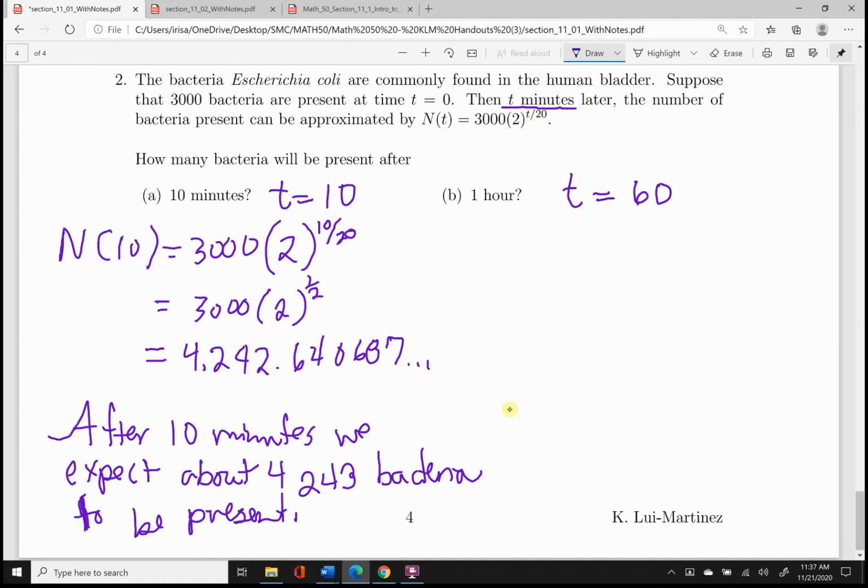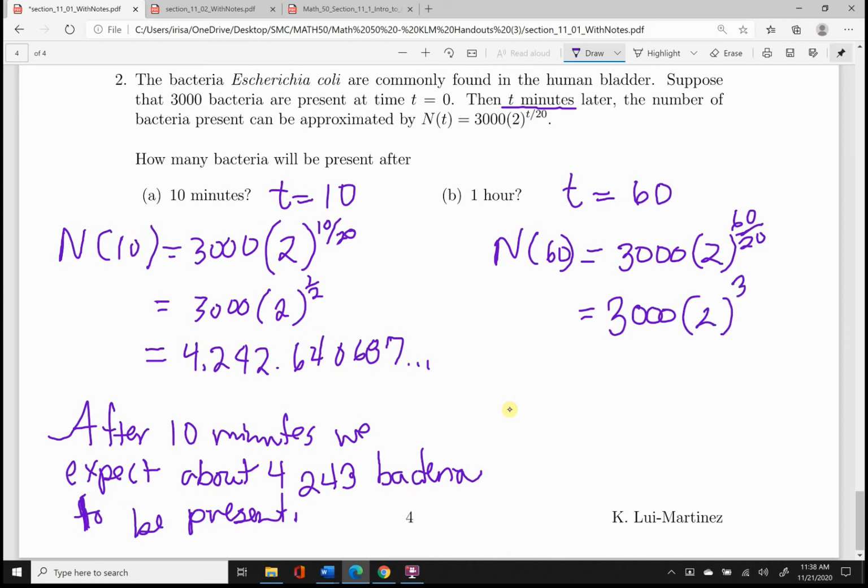All right, now how about after an hour? Well, t equaling 60, we'll plug that into our N function. We'll have 3,000 times 2 to the 60 over 20 power. What's 60 over 20 going to yield as I simplify that exponent? It'll be 3. So it'll be 3,000 times 2 to the 3rd power. That's going to be a very clean number because 2 to the 3rd power is 8, right? And 3,000 times 8, well, 3 times 8 is 24, and then you just slap on 3 zeros after that. Nice and clean. Really didn't even need a calculator for that one.